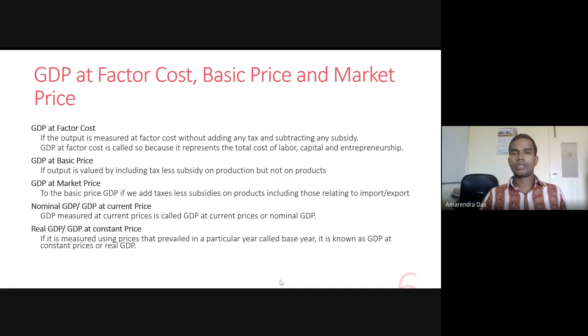If at all you are doing that, then we should say that this is the nominal growth, and the nominal growth will be much higher than the real growth that has happened in the GDP.